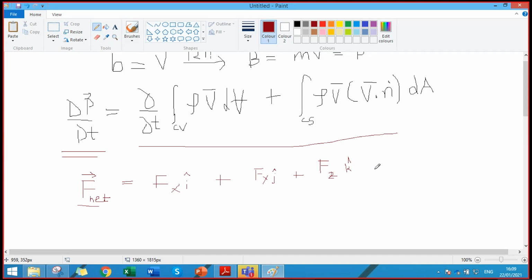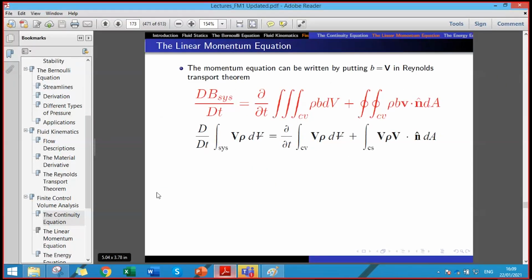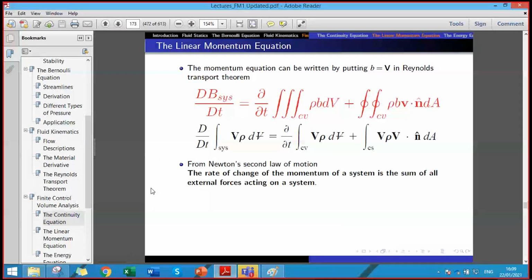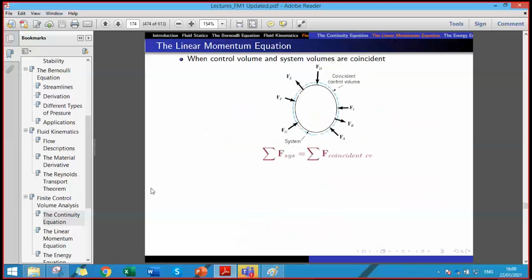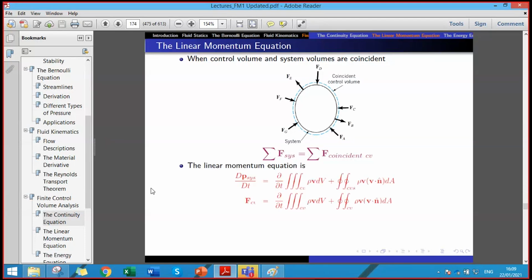Yes, sir. So momentum equation is nothing but the statement of Newton's second law of motion. That is, the rate of change of momentum of system is the sum of all the external forces acting on a system. It is the mathematical description of this law. So all the forces that are acting on the control volume or coincident control volume are the control volume forces, or they are the system forces. So the control volume forces acting on the control volume are basically the forces acting on the system. They should be equivalent. Clear?